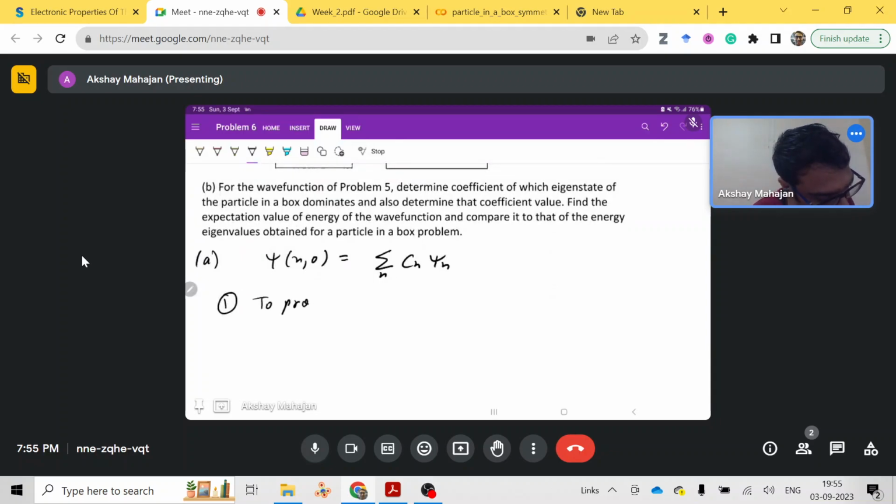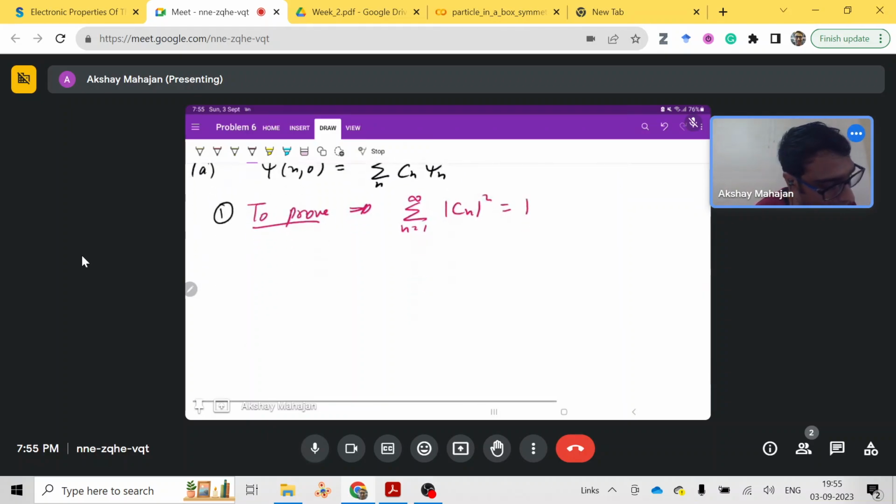To prove, let me just write it down. We have to prove summation of n equal 1 to infinity mod of cn whole square, that is equals to 1. This is what we have to prove. So how we are going to prove it? First we will do the normalization of our wave function psi x comma 0.